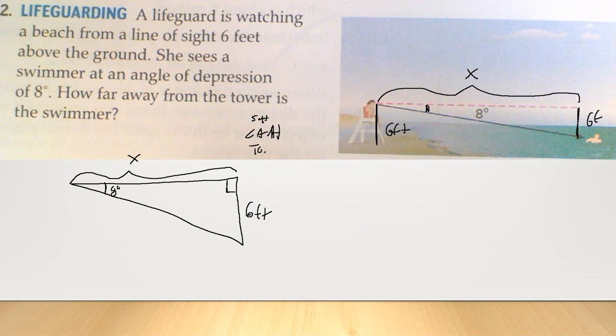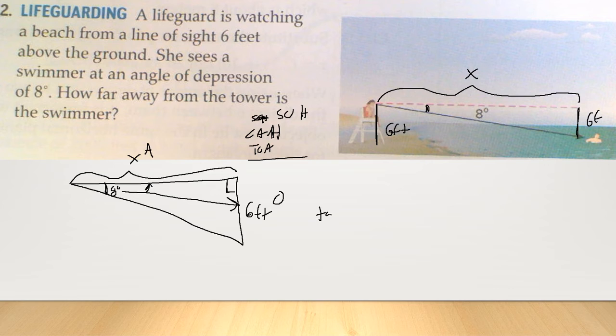SOHCAHTOA. Let me write that a little bit bigger there. So we want to figure out which one of these three situations we have, and then go with that. So let's look at my angle here. Let's see what I know. I know the opposite, and I don't know the adjacent, but I know that's what I'm looking for. So this is the adjacent. So this looks like another tangent problem. Because I know the angle, I know the opposite, I simply want to know the adjacent. And the only one in here that has opposite and adjacent together is tangent.